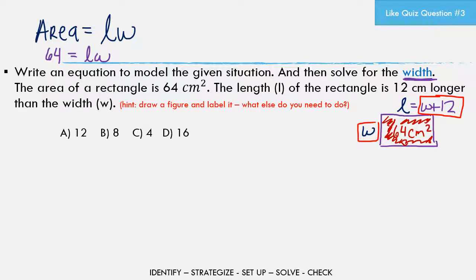If we go to our formula for area and plug in what we know, we have 64 is equal to our length, L, which now we're going to think of as W plus 12, times our width. So remember, instead of putting the L, we're putting W plus 12.